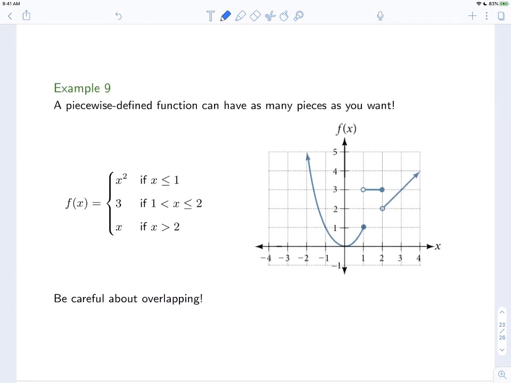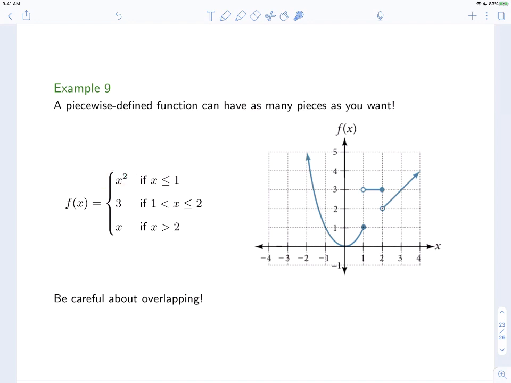A piecewise defined function can have as many pieces as you want. And here we have 3 pieces, but you can have as many as you like. So these things right here on the right, if x is less than or equal to 1, if 1 is less than x is less than or equal to 2, if x is greater than 2, these tell you which rule to use. So if x is to the left of 1, then that means you use the first rule. So f at x is x squared.